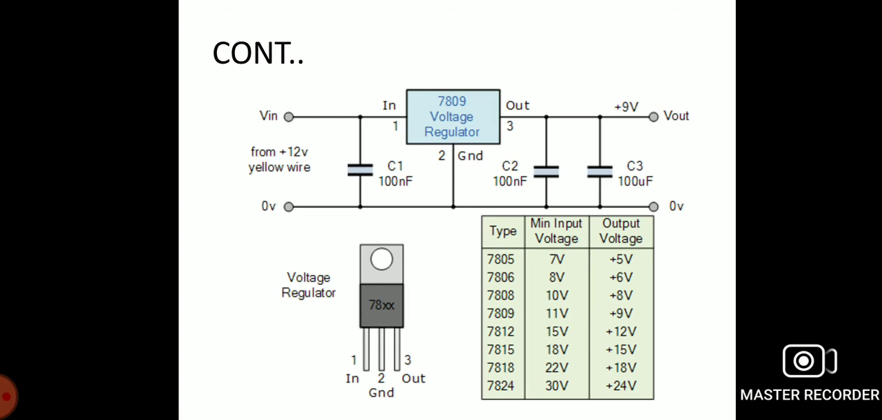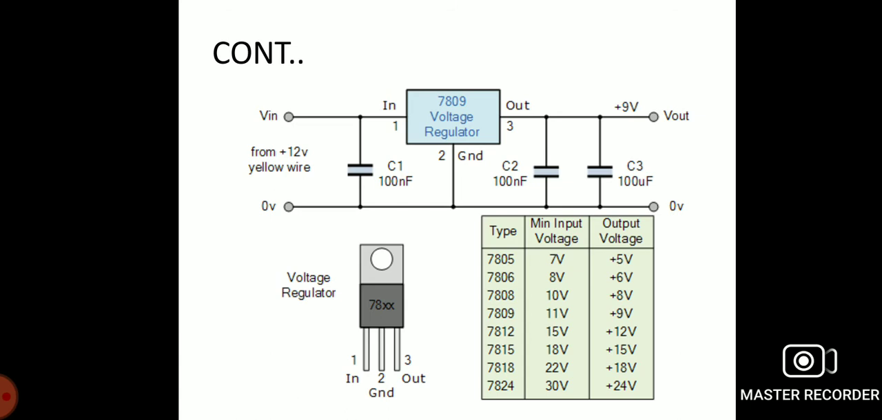Now the operations, so we see the structure of the circuit diagram. The output voltage of plus positive 9 volt from the power supply, then all we have to do is connect the positive voltage regulator to the plus 12 volt yellow wire. So the power supply has already done the rectification and smoothing to the plus 12 volt output.